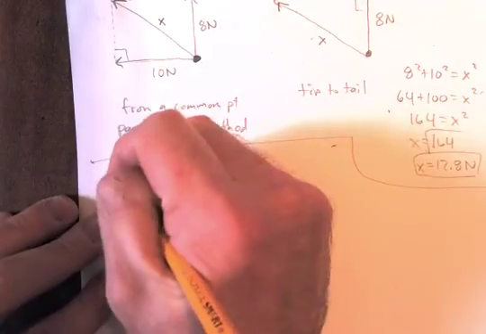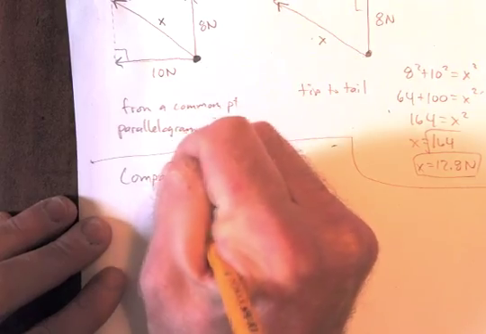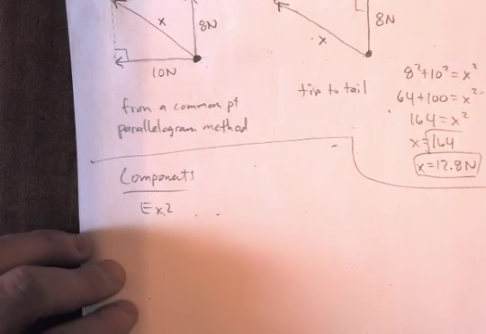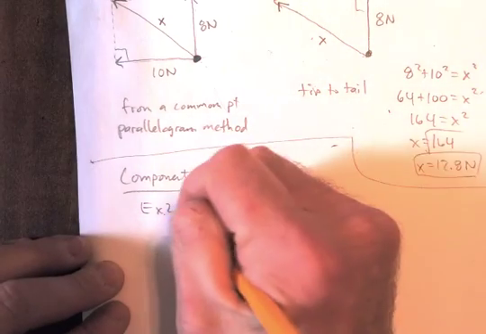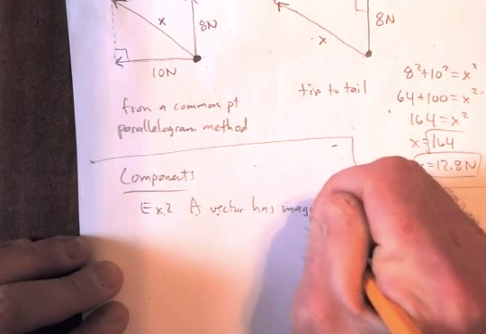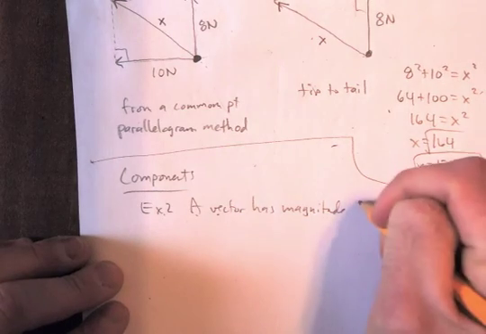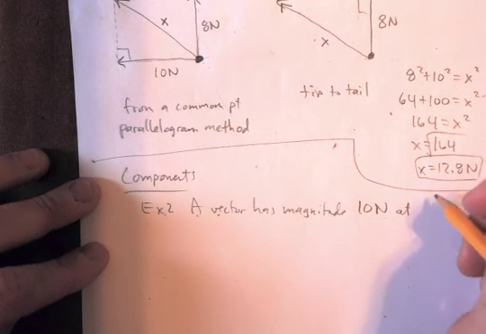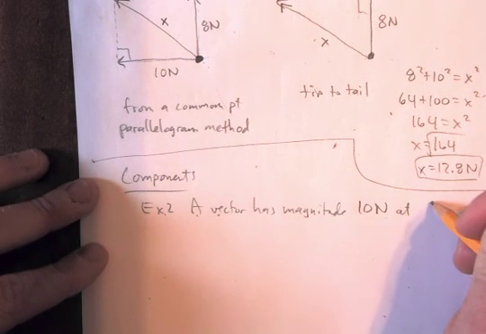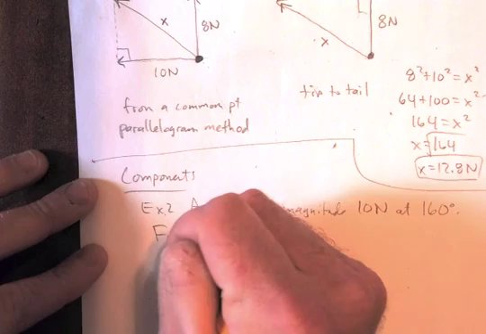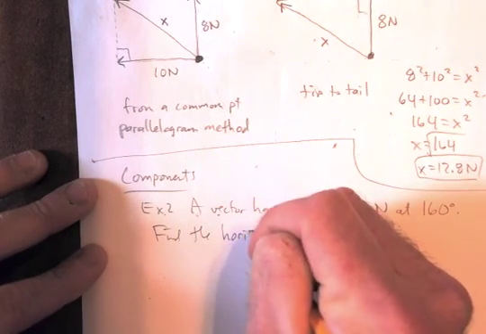The other thing is components. So another example of that, let's say example 2. And the one in your assignment will say something like a vector has magnitude, we'll say 10 newtons, at, and then it will give you an angle. Let's do a little bit trickier one. Let's say 160 degrees. Okay, find the horizontal and vertical components.